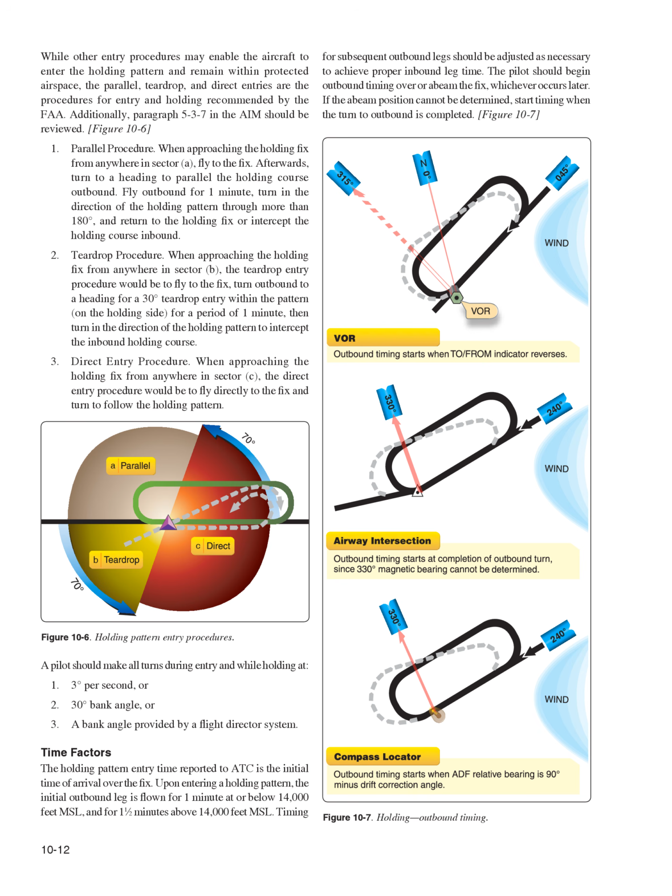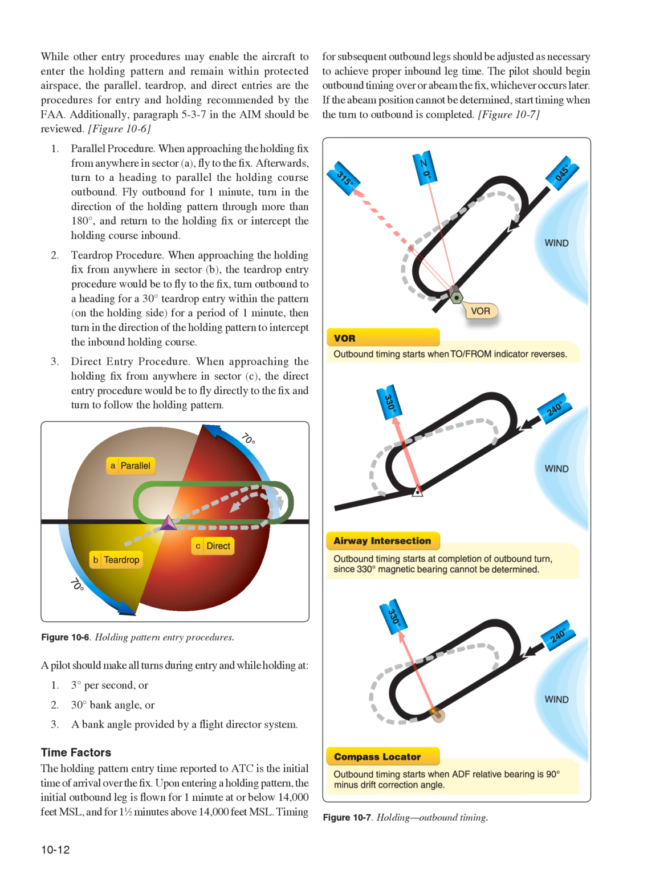Figure 10.6.1. Parallel procedure. When approaching the holding fix from anywhere in sector A, fly to the fix. Afterwards, turn to a heading to parallel the holding course outbound. Fly outbound for 1 minute, turn in the direction of the holding pattern through more than 180 degrees, and return to the holding fix or intercept the holding course inbound.